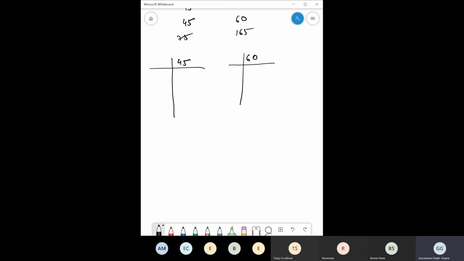So that's the idea. We need to find out the factors of 45 and 60, and then from the factors we need to find out the highest common factor. So this is a method which we need to use. And how to start with this method? You need to start with the prime number which goes into 45. Order doesn't matter. You can choose any prime number you want. For example, I choose 5.